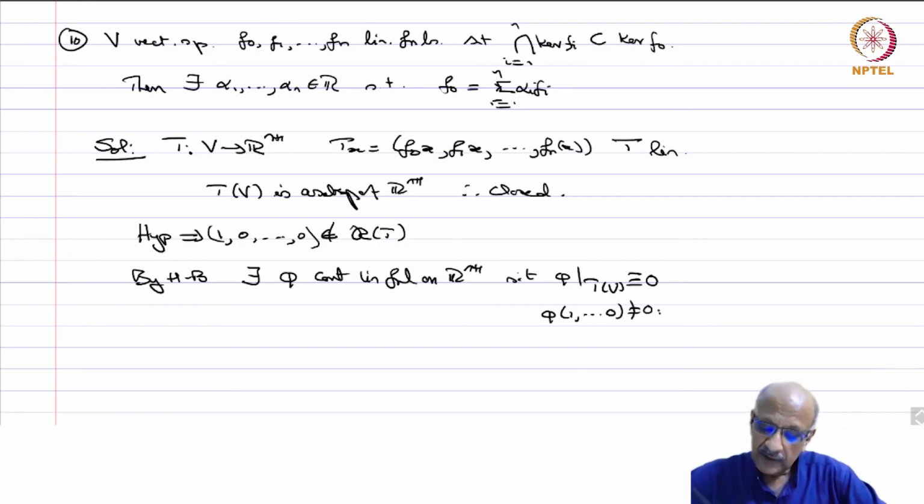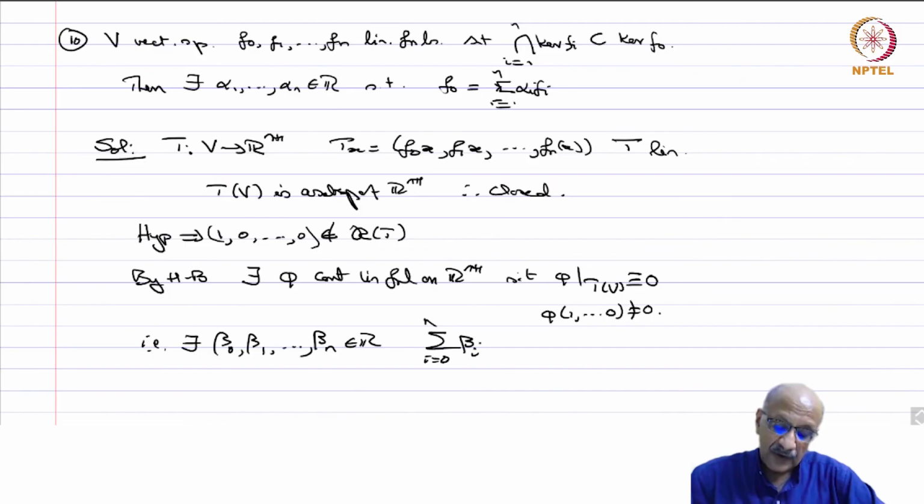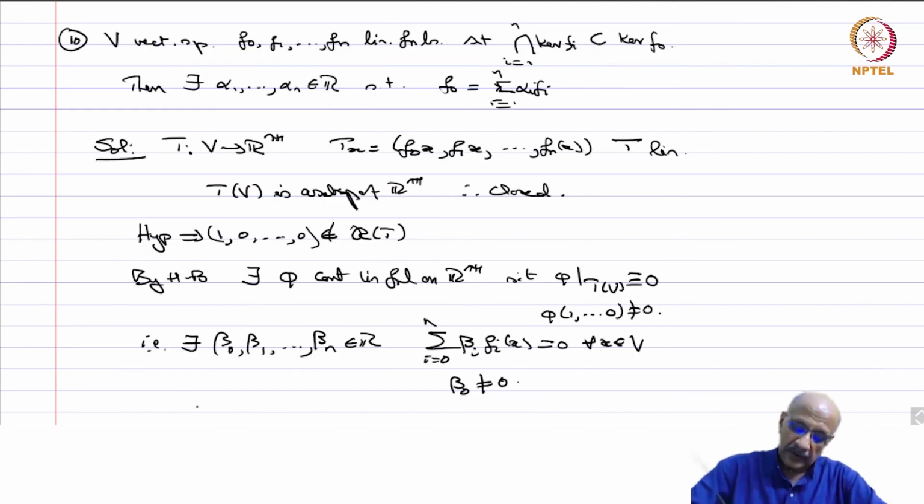But what is a continuous linear functional? There is nothing but R^(n+1) dual is itself. So continuous linear functionals are again n plus 1 scalars, that is there exist beta naught, beta 1, ..., beta n in R such that sigma i equals 0 to n beta i fi of x is 0 for all x in V, since any element of T(V) is of this form. But this beta should not vanish on (1, 0, ..., 0), that means beta naught is not 0. So now it is immediate. You have that f naught of x is equal to minus sigma i equals 1 to n beta i by beta naught times fi of x. So you just have to take alpha i equals minus beta i by beta naught and you are through.